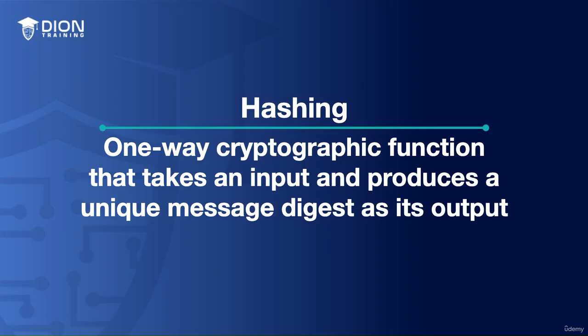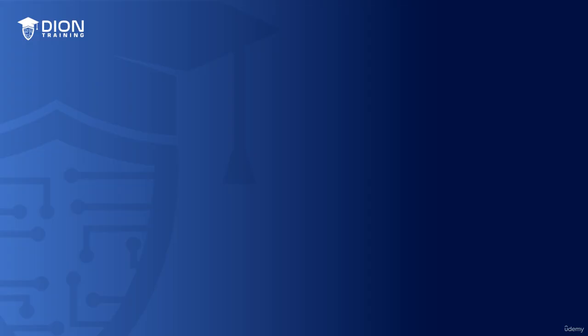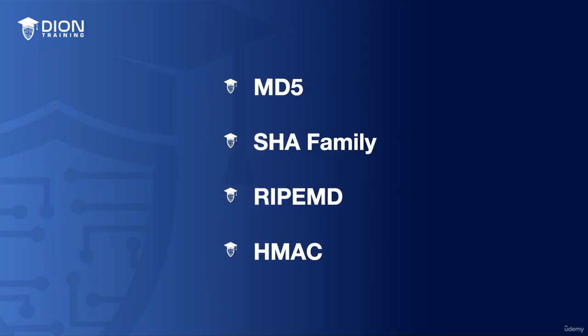The resulting message digest will then act like a digital fingerprint for the original file. Another unique thing about a hash digest is that they're always going to be the same length, regardless of how long your input is. Whether I input a file containing 1 word or a file containing 1 million words, the output will always be the same length based on the hashing algorithm you chose. Now, when it comes to hashing, there are a few main algorithms that you need to be aware of, including MD5, the SHA family, RIPE-MD, and HMAC.